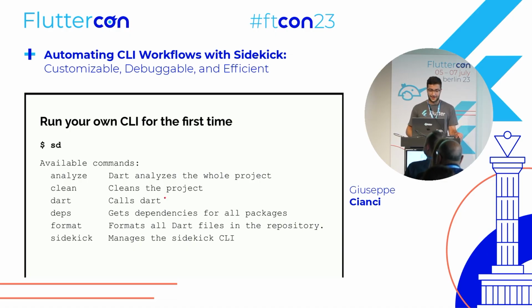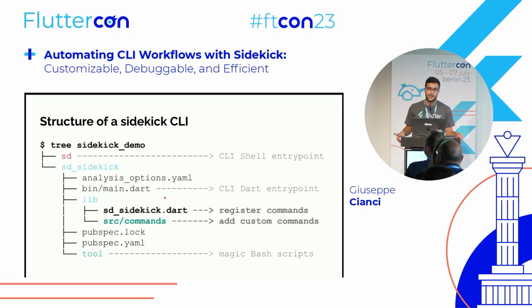Okay, now let's look at what was actually generated. What's the structure of the CLI we just generated? It's pretty easy. Here, SD, this is the executable CLI file, the entry point. It's a magic bash script which takes care of recompiling your CLI when needed, downloading the Dart SDK, and running your compiled Dart code.